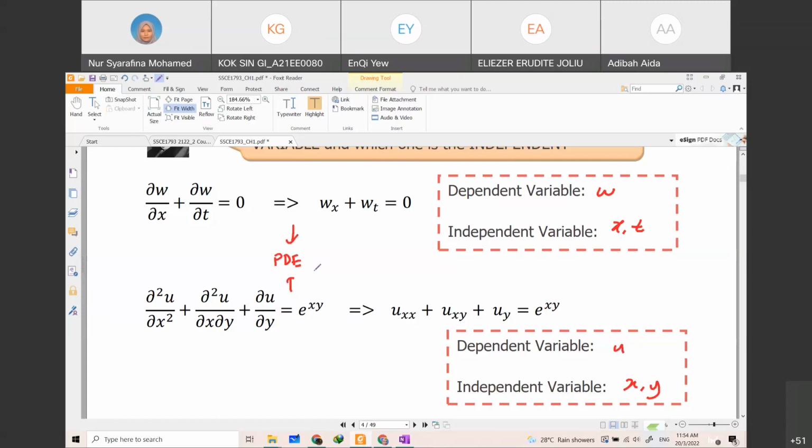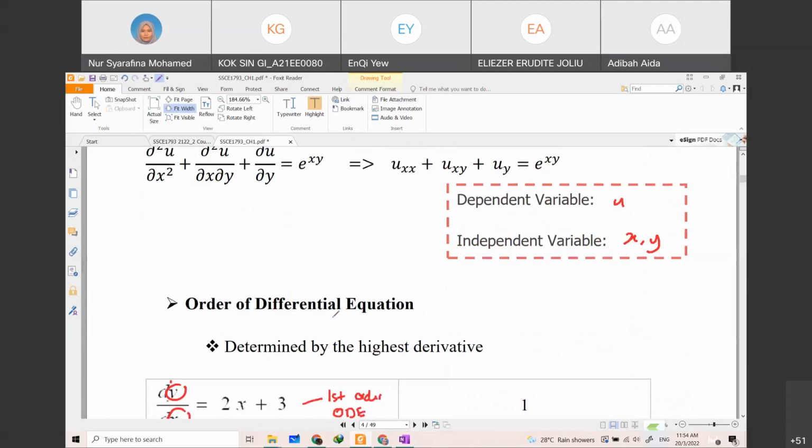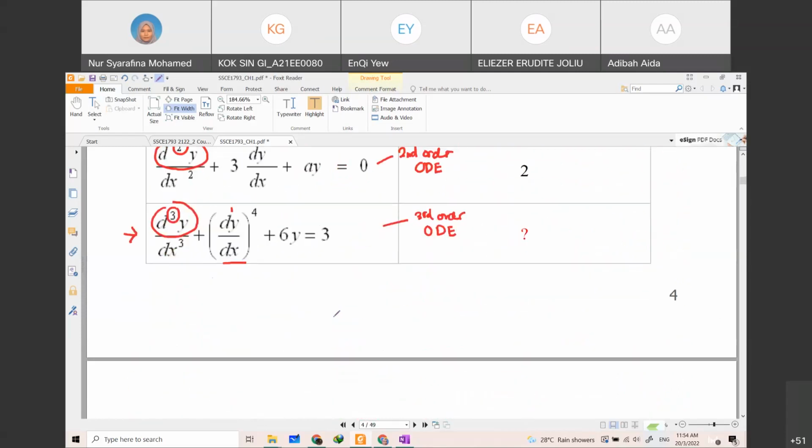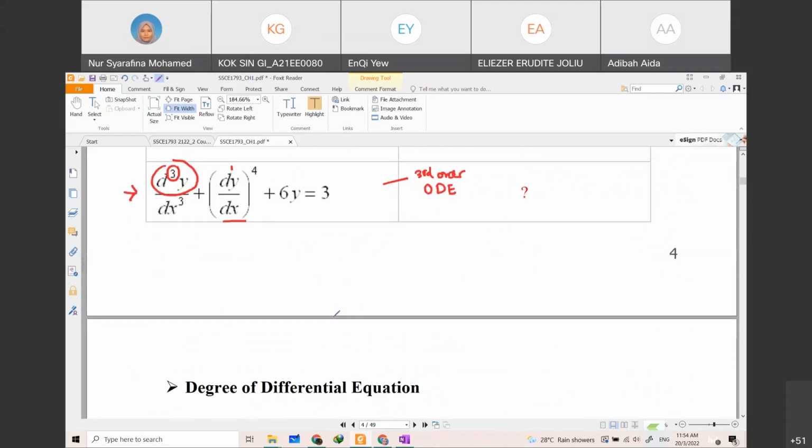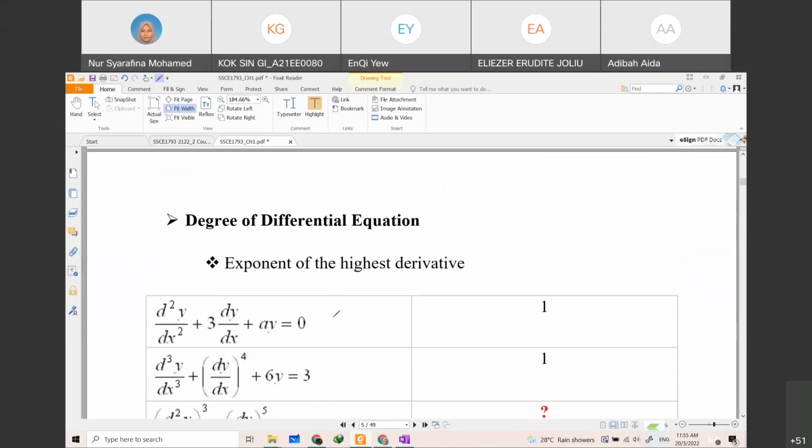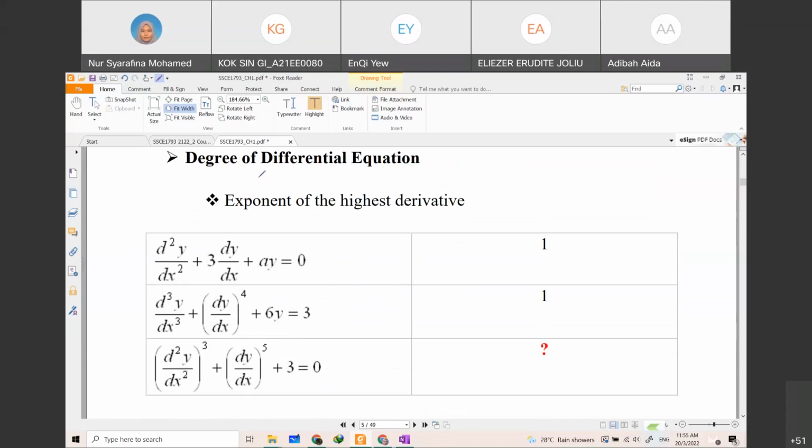Dependent, independent, ordinary, partial, order, right? Okay, we are done with the order. Now, the degree of a differential equation. What is the degree of the differential equation? The degree is the exponent of the highest derivative. Okay, so what is the highest derivative here? We have dy dx. We have d squared y dx squared. So what is the highest derivative?